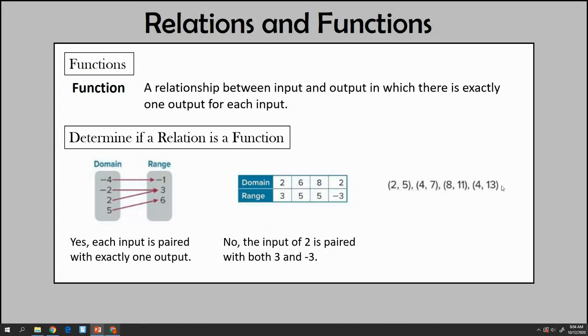Here's a collection of ordered pairs. This is a relation. Is this a function? Well, again, what I do is I look for the x's. So 2, 4, 8, 4. Oops, I got an input of 4 twice. I had an input of 4 and it's paired with 7. An input of 4 is paired with 13. No good. That's not going to be a function because my input of 4 is paired with two outputs. So this is really just a yes or no question.